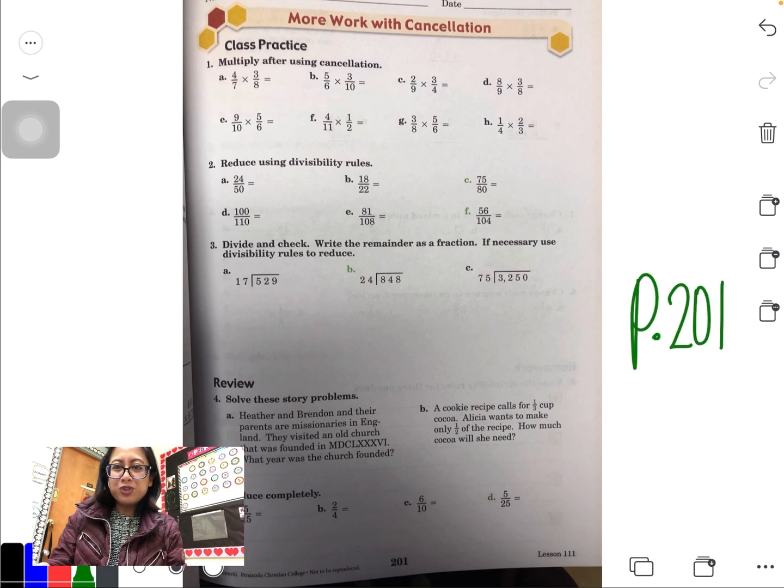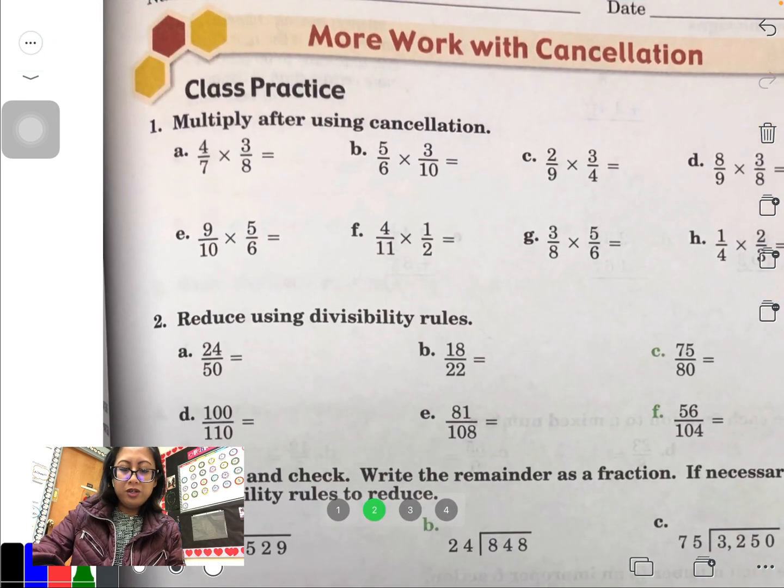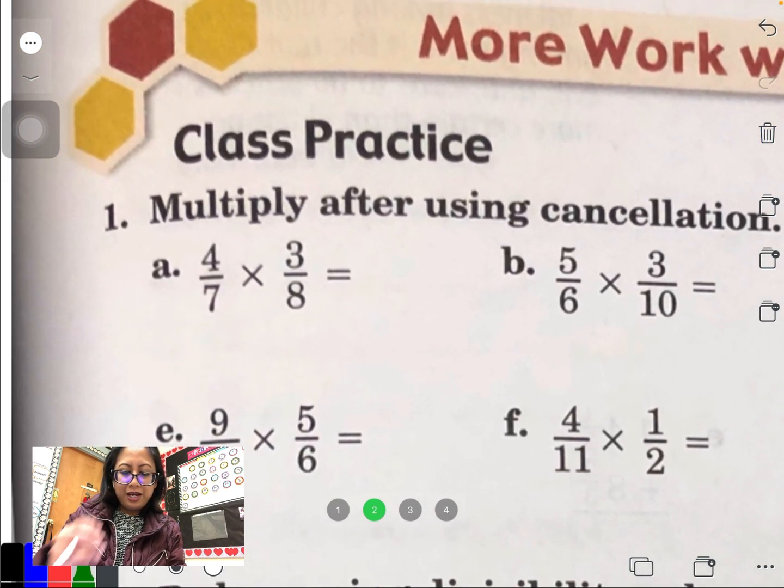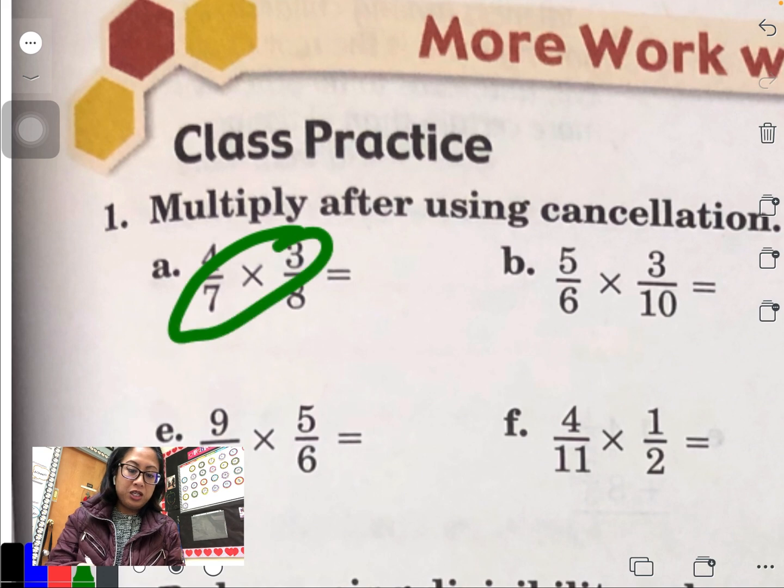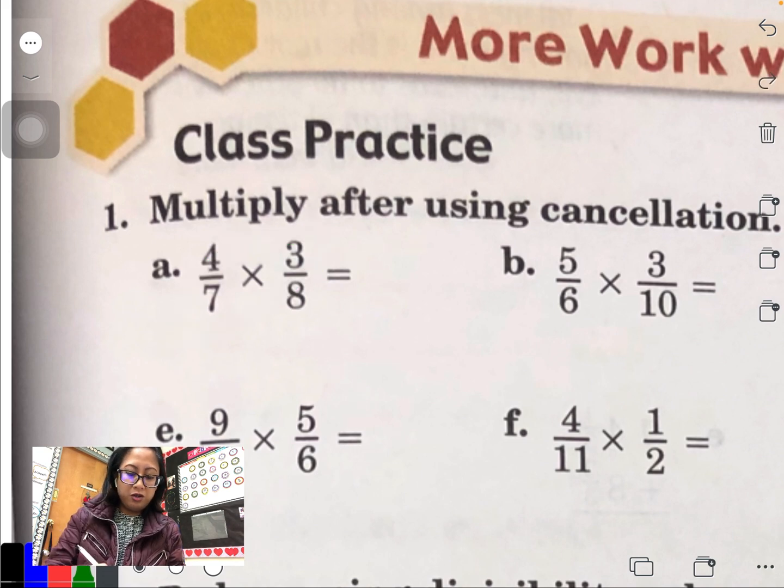Thank you for going to page 201. So we're going to continue learning how to cancel when we are multiplying fractions, okay? 201. So we're looking at number 1A. I'm going to look at this side here. I always tend to look there first.